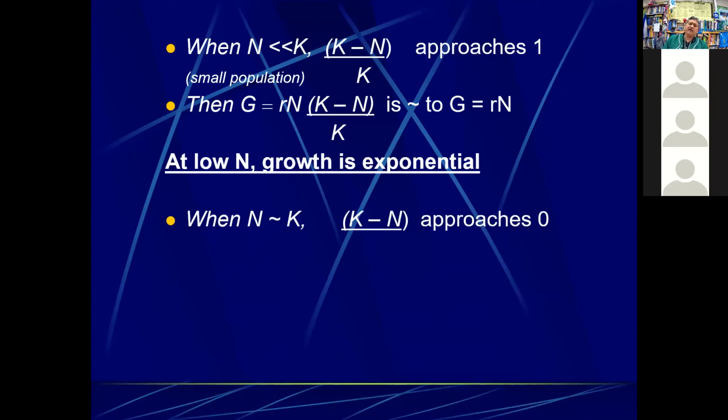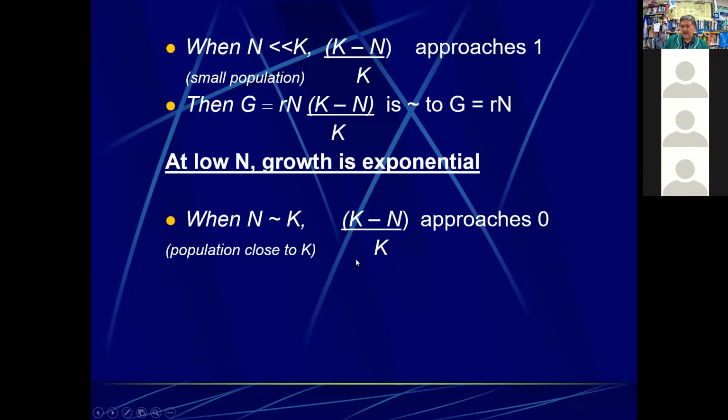Now when N is pretty close to K, let's say K is 1,000 again and N is 900, so K minus N is 1,000 minus 900 or 100. Well, 100 divided by 1,000 is 1/10, so it's 0.1. And if the N was much higher, much closer to K, then this whole factor is going to approach 0.